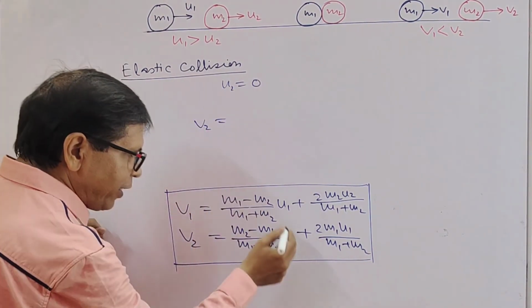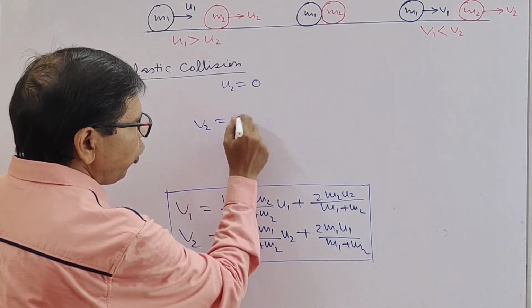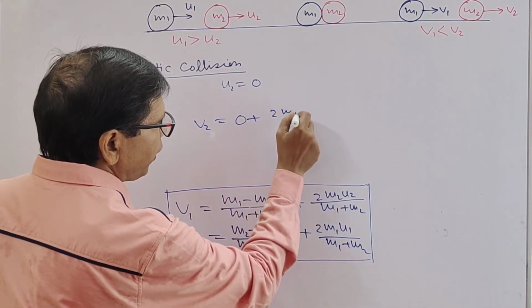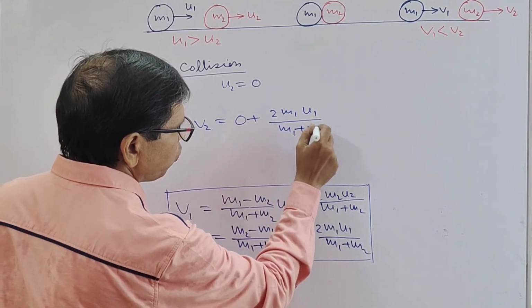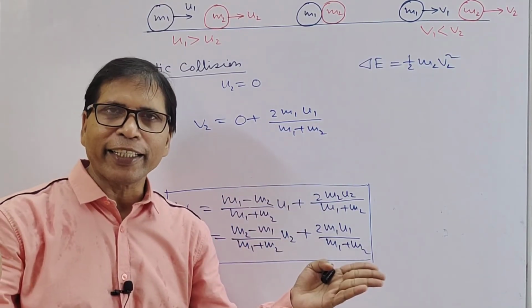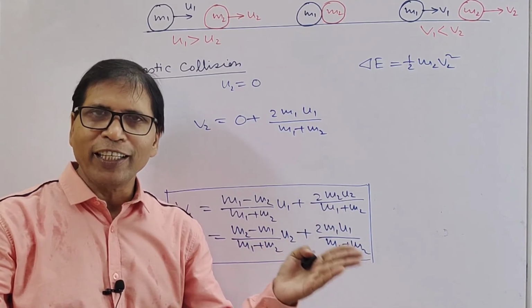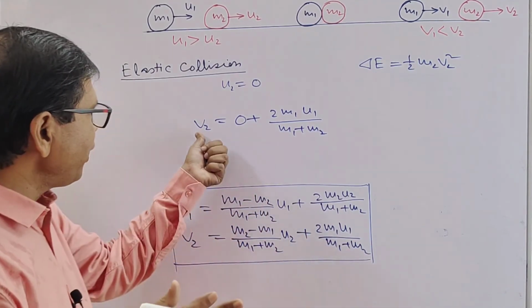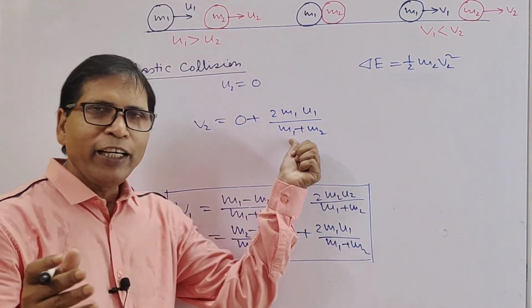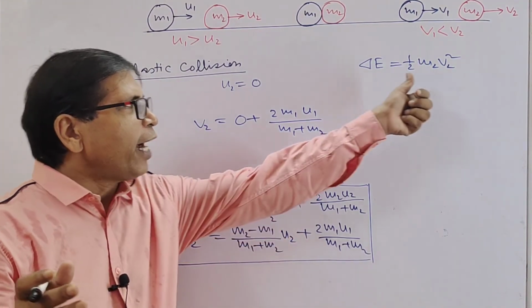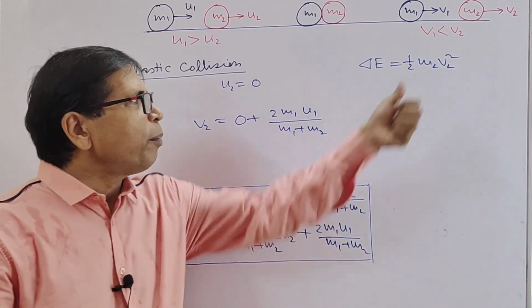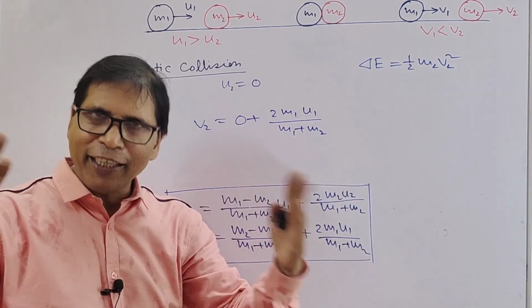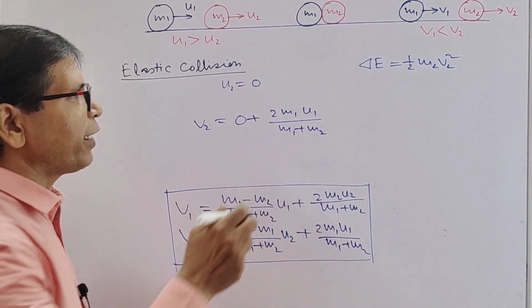v2 becomes 0 plus 2m1 into u1 divided by m1 plus m2. Look at this: the initial kinetic energy of the second body is 0, and here is the final velocity of the second body. So this is the kinetic energy of the second body. The gain of kinetic energy is the final minus initial. Initial is 0, so this is the gain of kinetic energy.